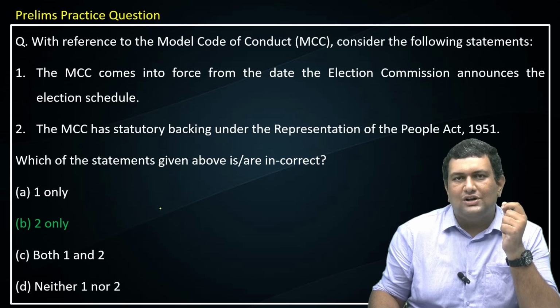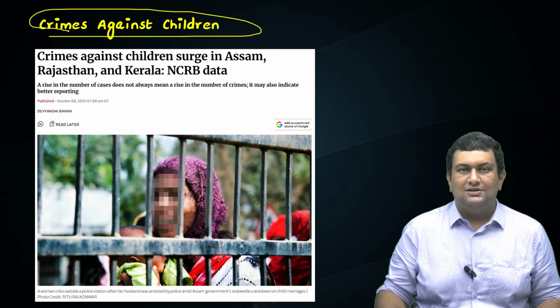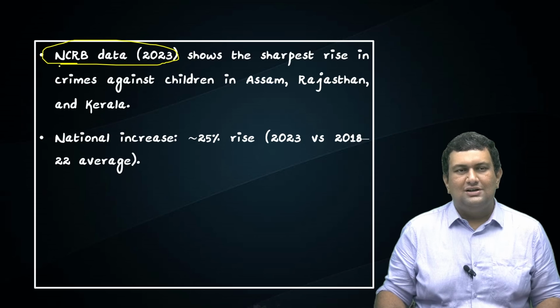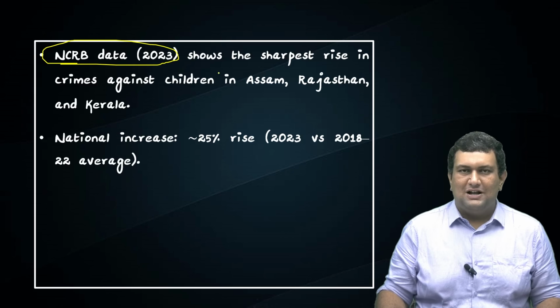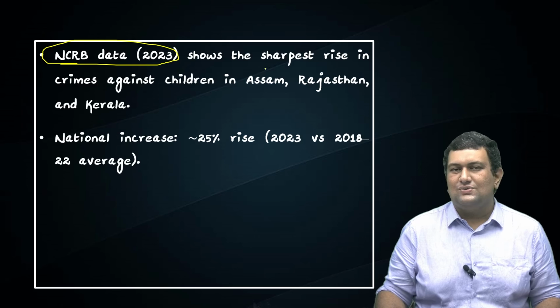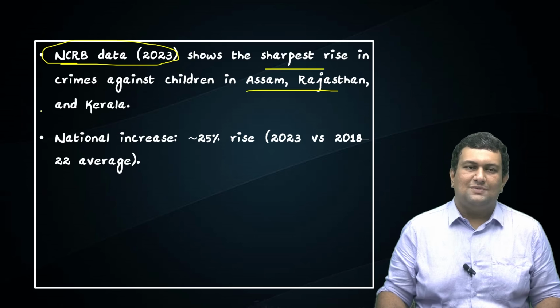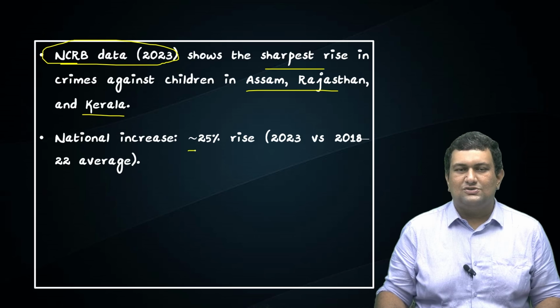Now we will move on to the next topic. In this topic, we will see about crimes against children. This is regarding the NCRB data, that is, National Crime Records Bureau data of 2023. This NCRB is an important topic which can be directly asked in prelims, so we'll get back to this topic. The NCRB data shows that there is a sharpest rise in crimes against children in 3 states, namely Assam, Rajasthan, and Kerala, with an increase of approximately 25% each.